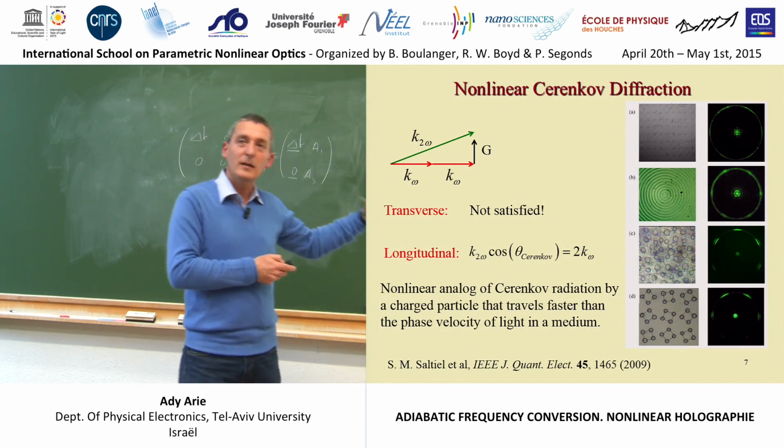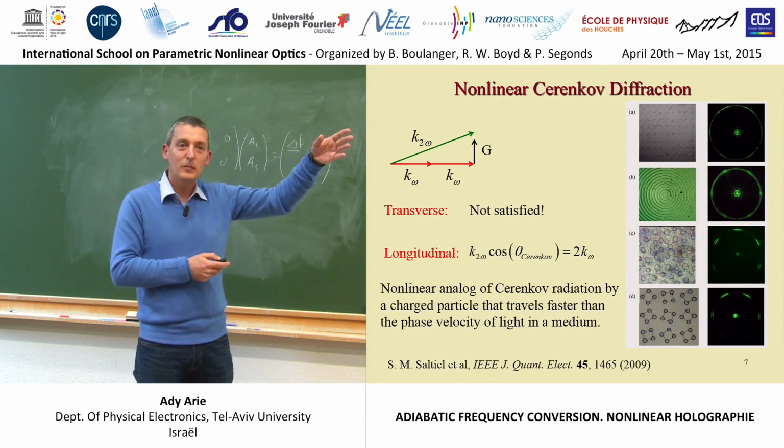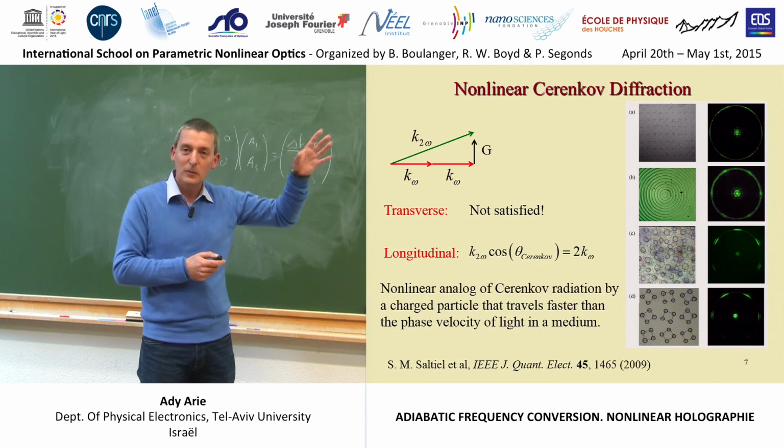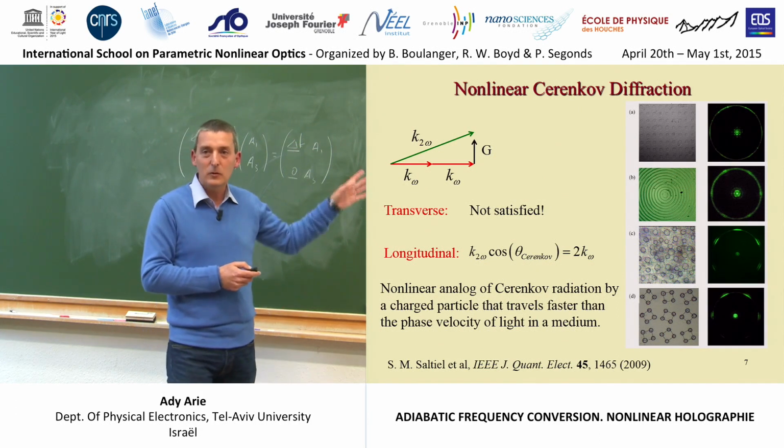By the way, there are other analogs. For example, when an airplane passes the speed of sound, you hear this boom. This is exactly the same shock wave, but with an acoustic wave. Here it's with an optical wave.